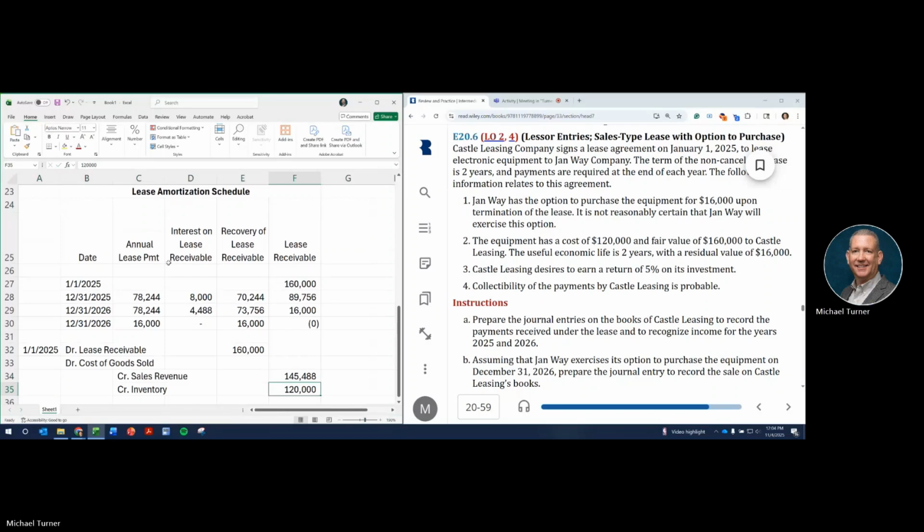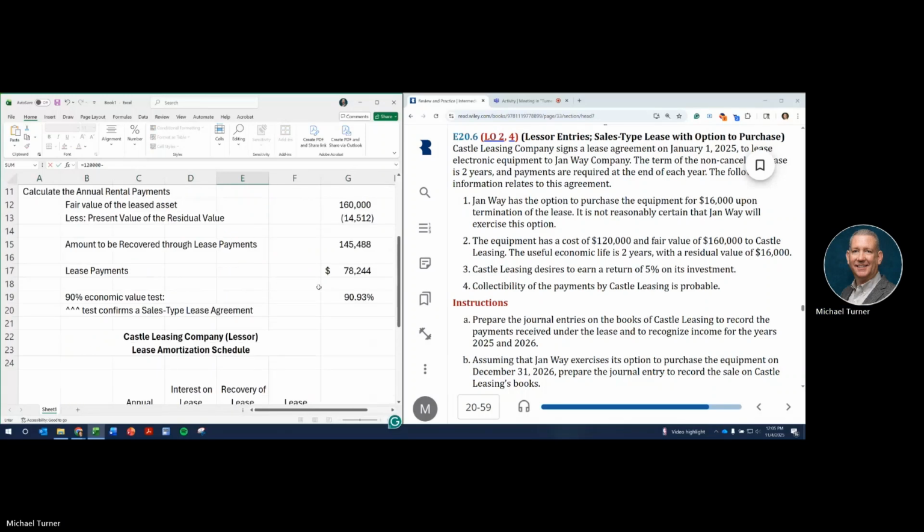And the difference will be what is cost of goods sold, which let's do this as a calculation so you can see where this is calculated from. So we know that the inventory has a $120,000 cost to us. However, we are still going to have $16,000 at the end. So the cost of goods sold today is going to be reduced by the $16,000. So minus the present value, well, we already calculated that amount. It's right here.